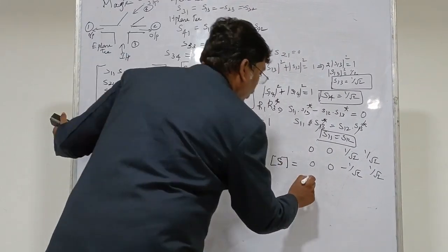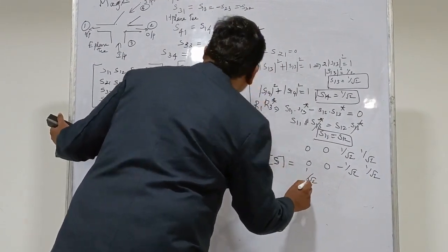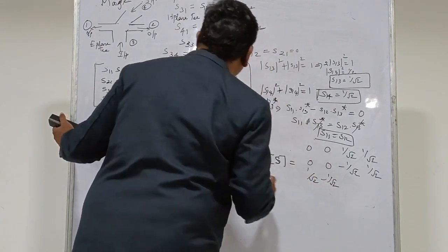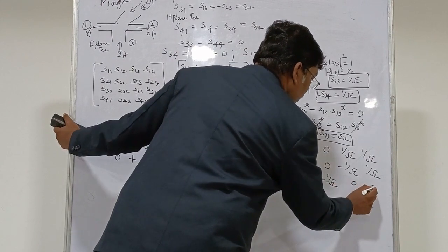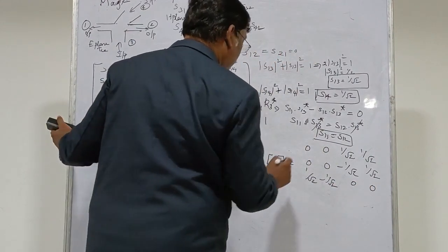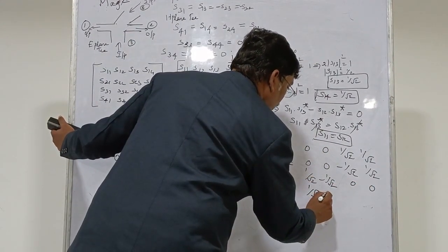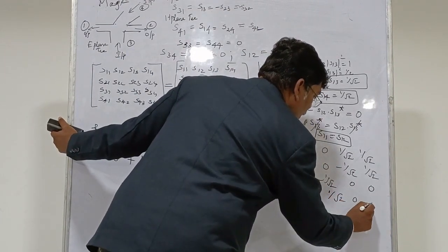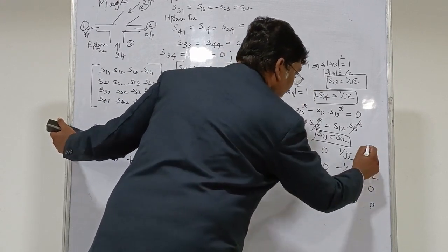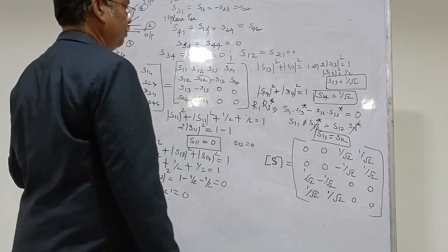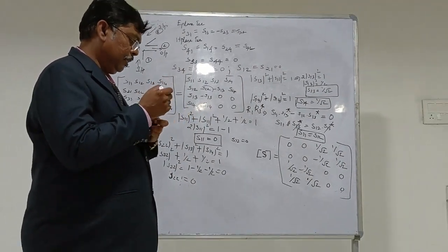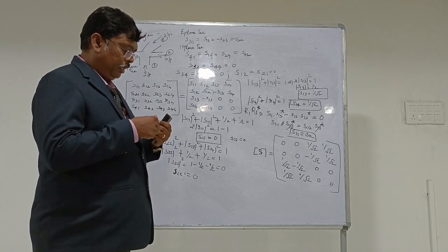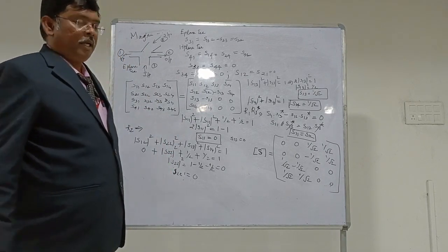Then S31 is equal to 1 by root 2, S32 is minus 1 by root 2, then these values are always 0. S41 is equal to 1 by root 2, S42 is also 1 by root 2, and this is 0 and 0. This is the S matrix representation of the magic T. Hope you all understand the concept of the magic T, how it is working, and how we can derive the S matrix representation of the magic T.